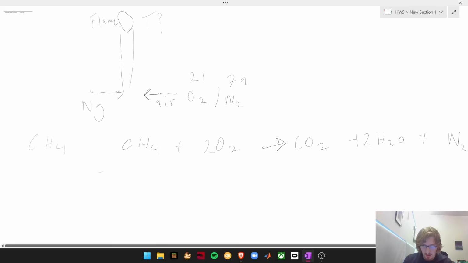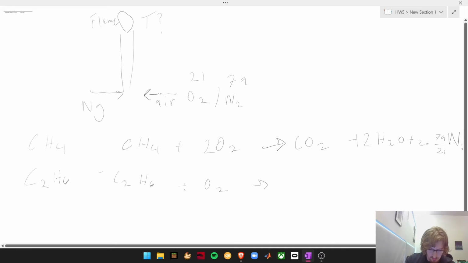And then our nitrogen comes in a 79 to 21 ratio to our oxygen. And since we have 2 moles of O2 coming in, we're going to need to multiply our nitrogen by the amount of moles coming in to make the ratio work. Then we can do the same thing for our ethane. We'll have C2H6 plus some O2 yields some CO2 plus some H2O plus some nitrogen. So we'll do the same thing.